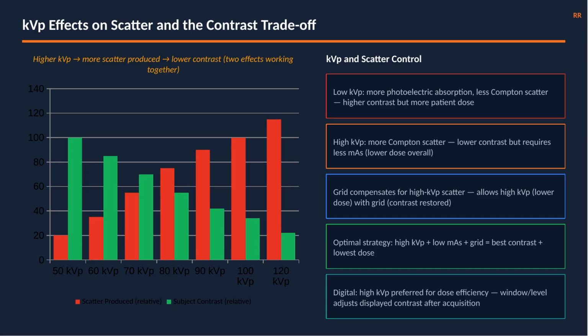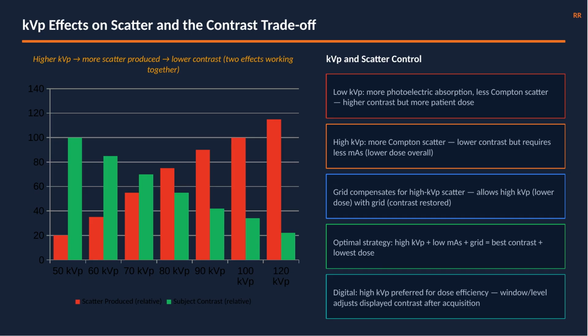At high kVp, 90 to 120, Compton scattering dominates. More scatter is produced. Less differential absorption between tissues. Lower subject contrast, longer grayscale. But patient dose can be reduced because penetrating photons require less mAs.